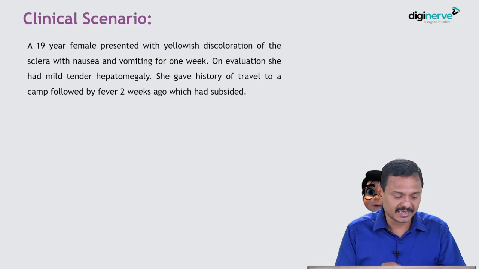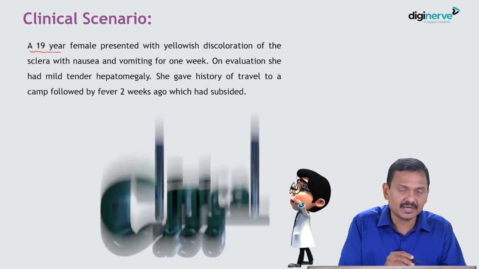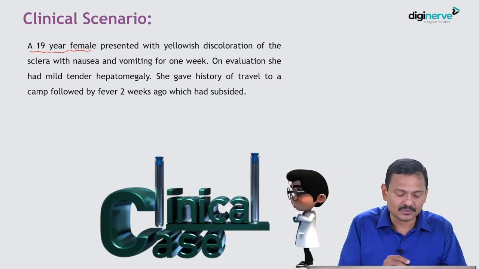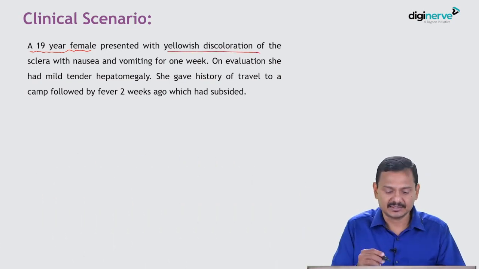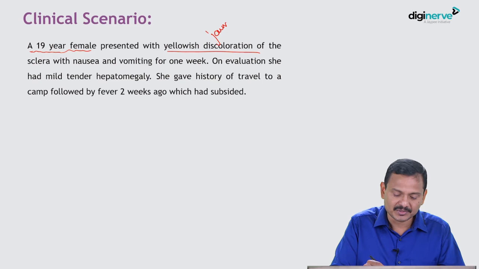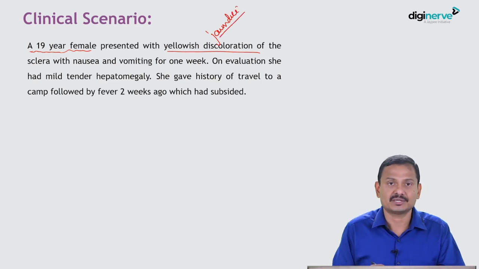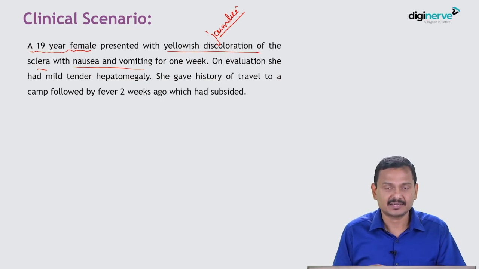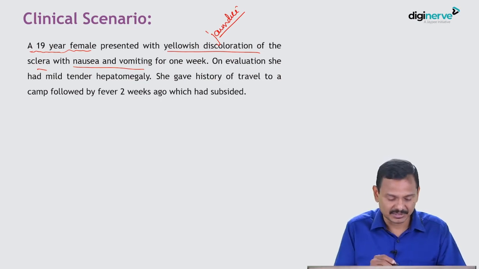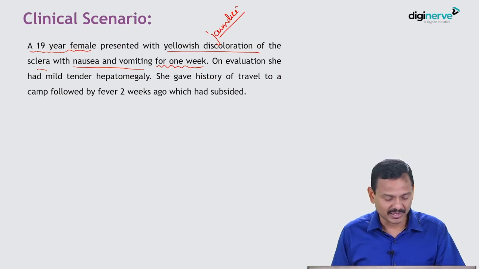Now this is the second case scenario. Here comes a young adult, a 19-year-old female who presented with yellowish discoloration. Again, yes, so yellowish discoloration of sclera means she is having jaundice. Okay, of sclera and nausea and vomiting, and that is because of the increased bilirubin. Again, the history is similar. All this is for 1 week.